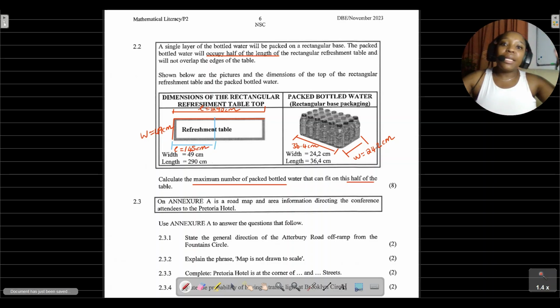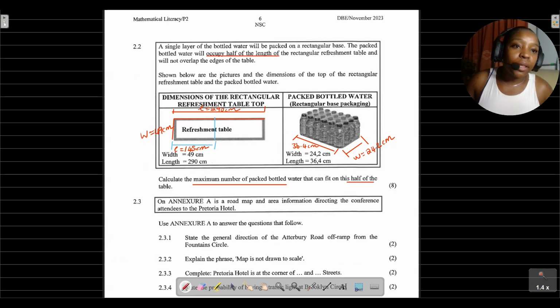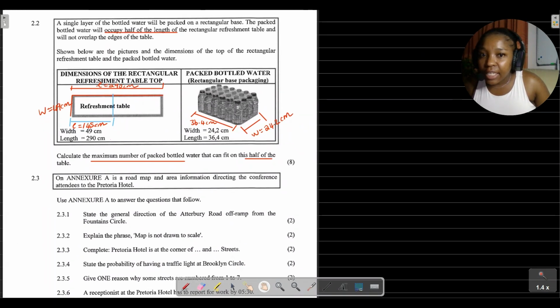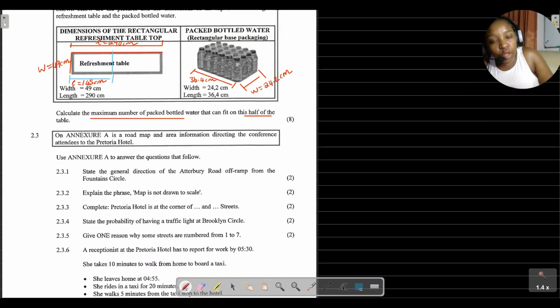of 49 centimeters. So now we know when we are dealing with packaging, we are just trying to determine how many bottles can we fit along the length, how many bottles can we fit along the width. That is what we normally do. That is how we normally approach this question. So now let's put that into context.